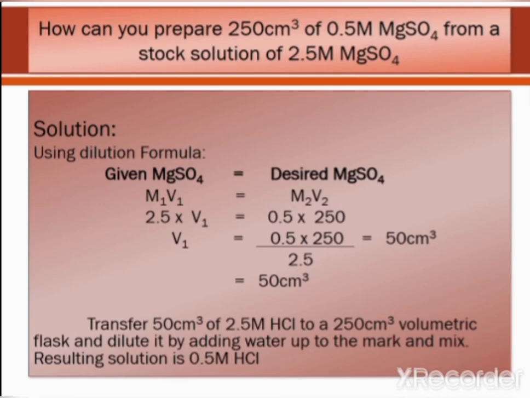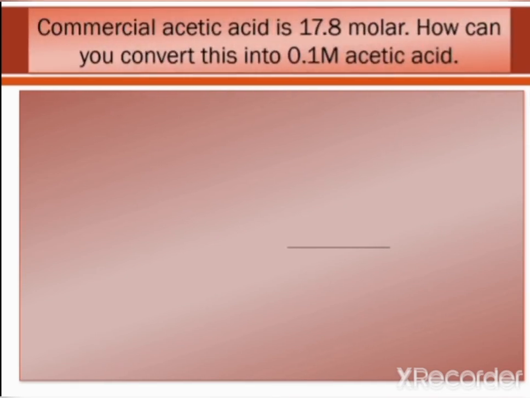cubic centimeter of 2.5 molar MgSO4 to a 250 cubic centimeter volumetric flask and then dilute it by adding water and then mix. The resulting solution is 0.5 molar MgSO4 solution. Commercial acetic acid is 17.8 molar. How can you convert this into 0.1 molar acetic acid?